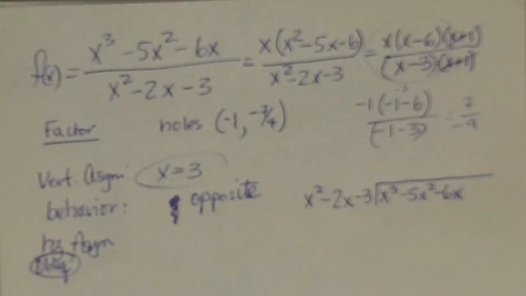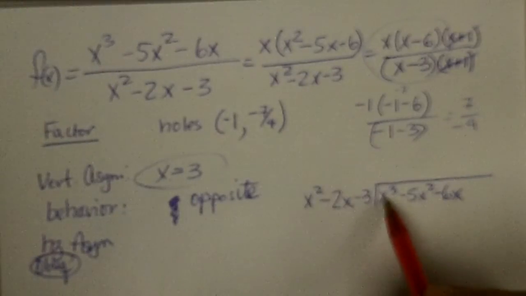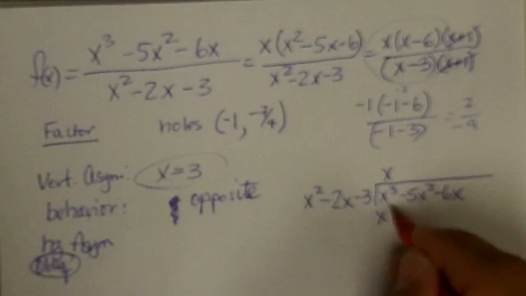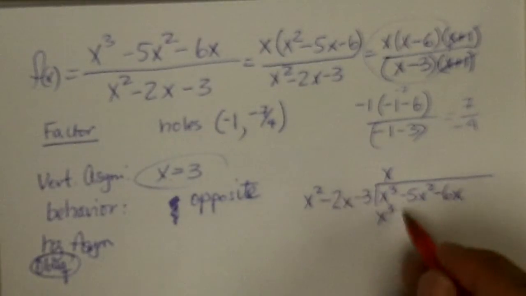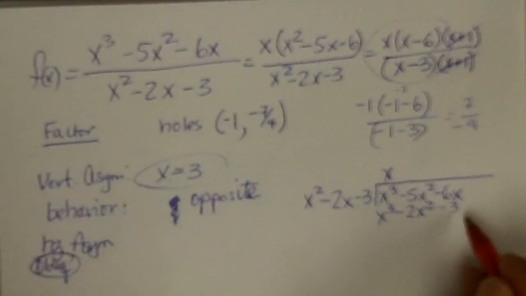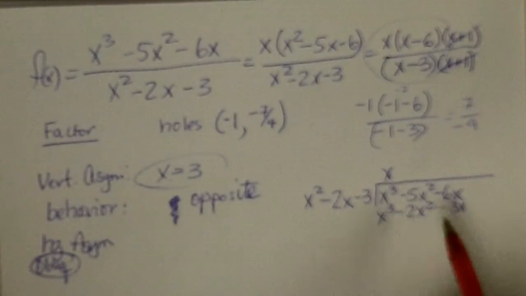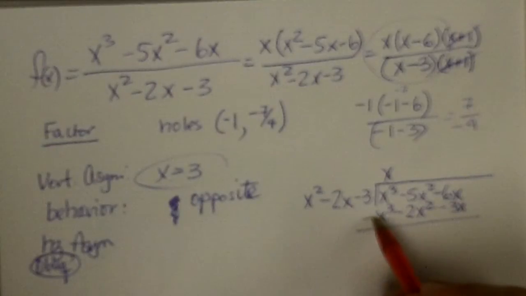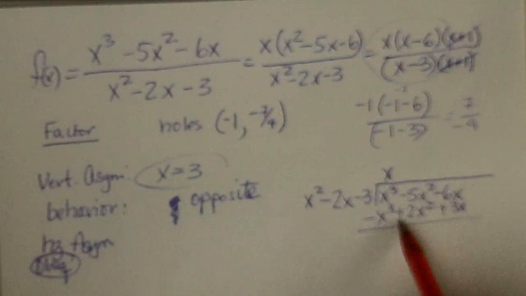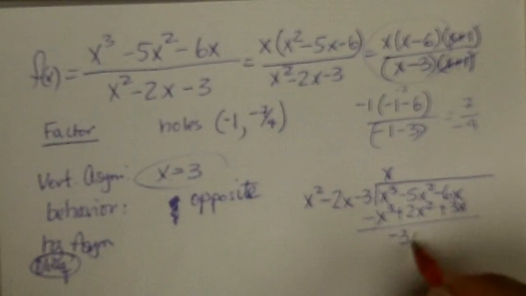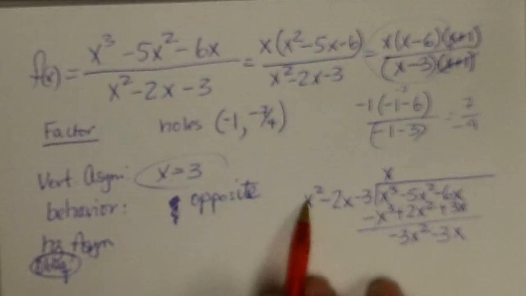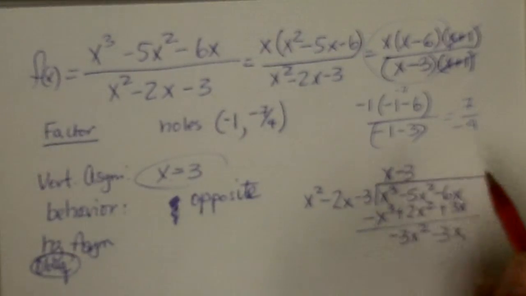Yep. And then x squared times what makes x to the third? That would be x. X times x squared is x to the third. X times -2x is -2x squared. X times -3 is -3x. Now I've got to draw the line and change the signs. Now I can add. Those are gone, and I end up with -3x squared minus 3x.